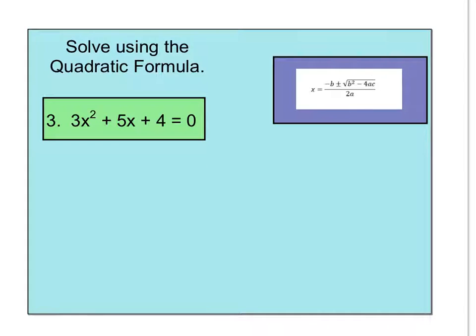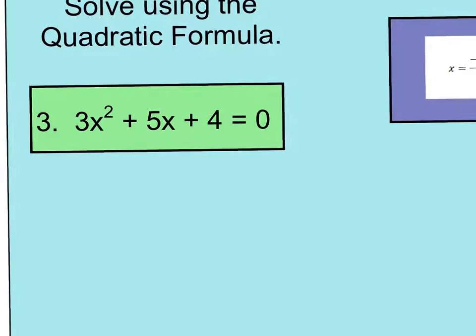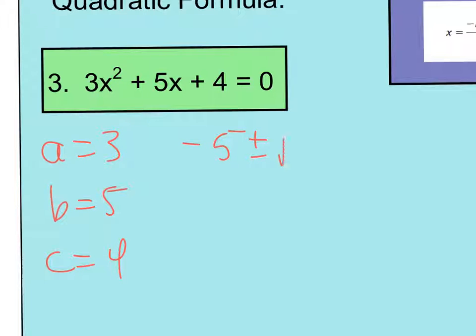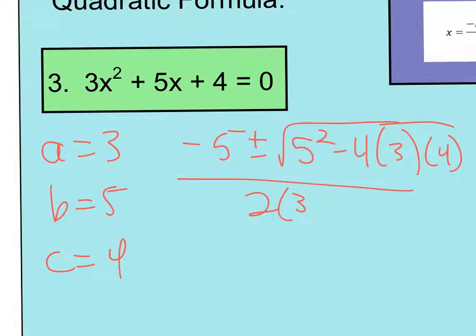So here, what's A, what's B, what's C? Well, A is 3, B is 5, C is 4. So let's see kind of what happens here. This could be interesting. Because I want to go negative 5 plus or minus square root 5 squared minus 4 times 3 times 4 all over 2 times 3.